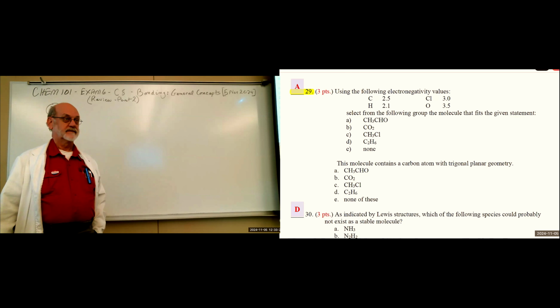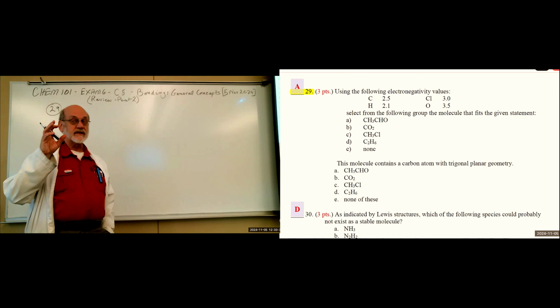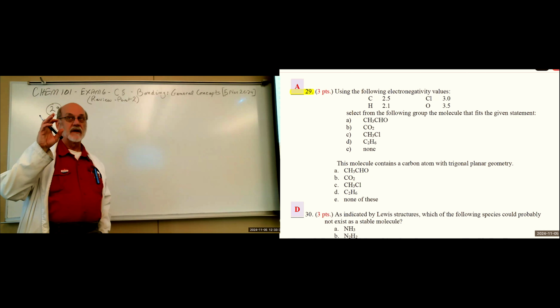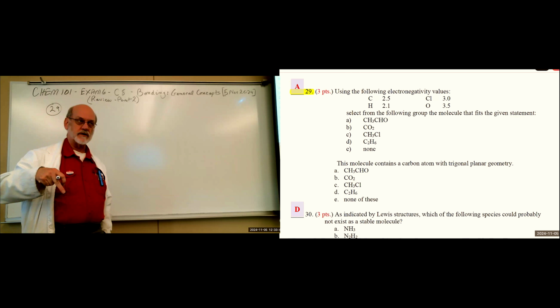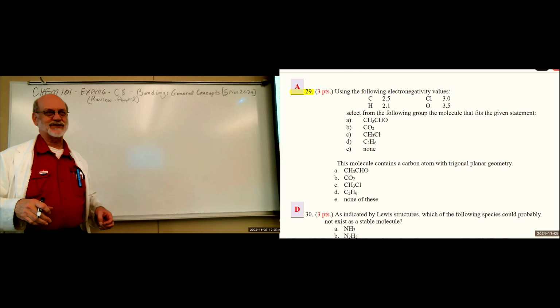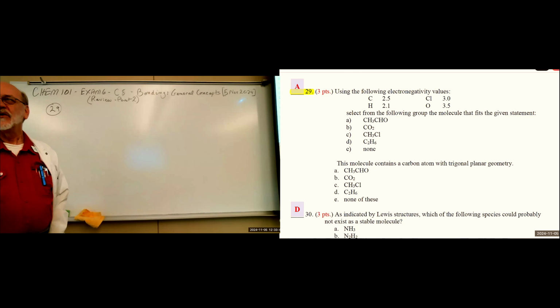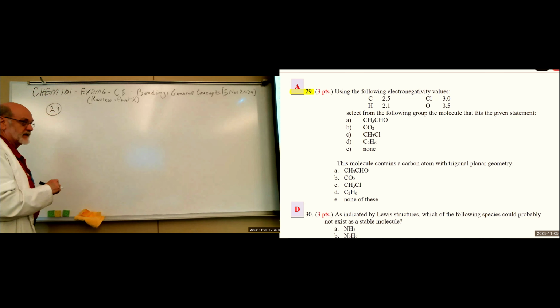For that one question, electronegativities don't matter, right? That's superfluous information. My guess is that this was preliminary information for a multiple set of questions. And I picked the one out that didn't need that information. So which one has trigonal planar geometry for a carbon atom?